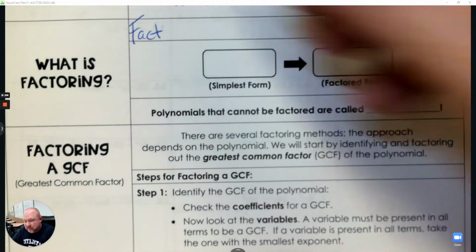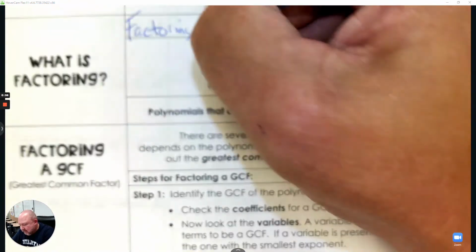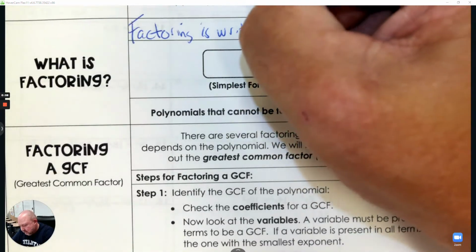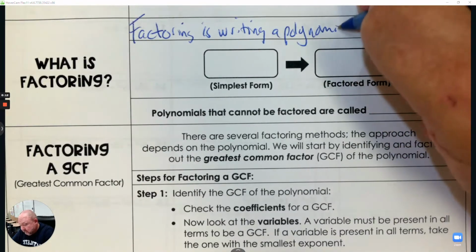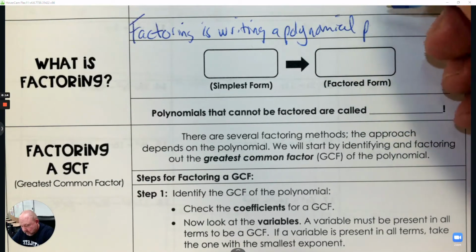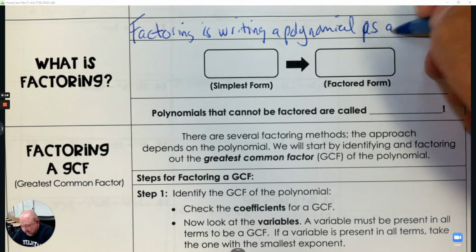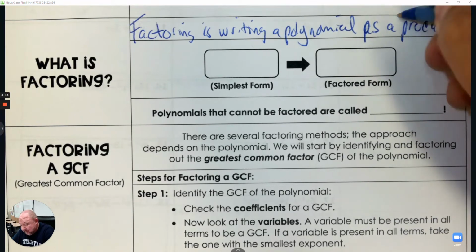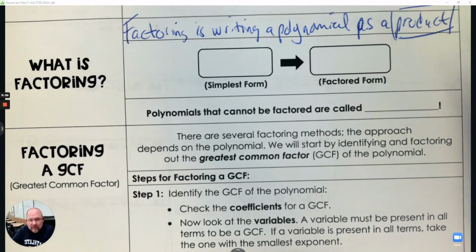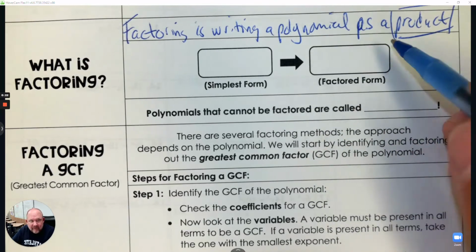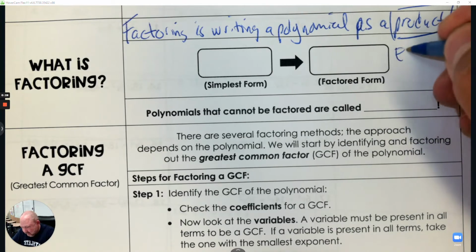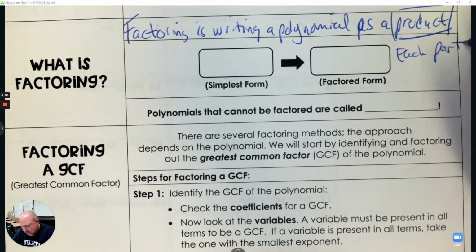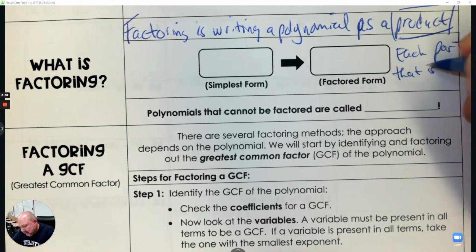All right, so what is factoring? Factoring is writing, in this case, a polynomial as a product. There it is, as a product. And in math, the word product means to multiply. So we're going to write it as a bunch of stuff multiplying. And each part that's being multiplied is called a factor. So each part that is multiplying is a factor.